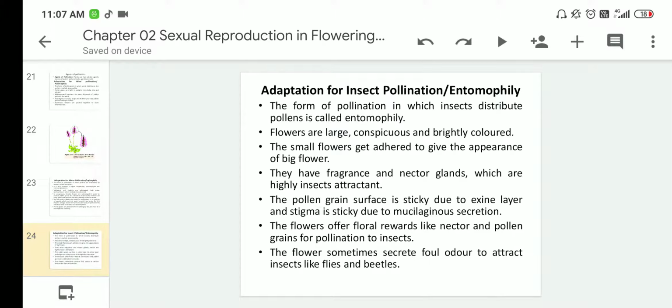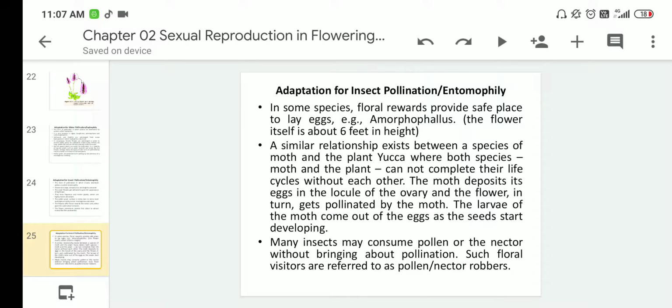The flowers offer floral reward like nectar and excess pollen grains for pollination to insects. The flowers sometimes secrete foul odor to attract insects like flies and beetles. You might have read about the Rafflesia, the largest flower. They produce foul smell.